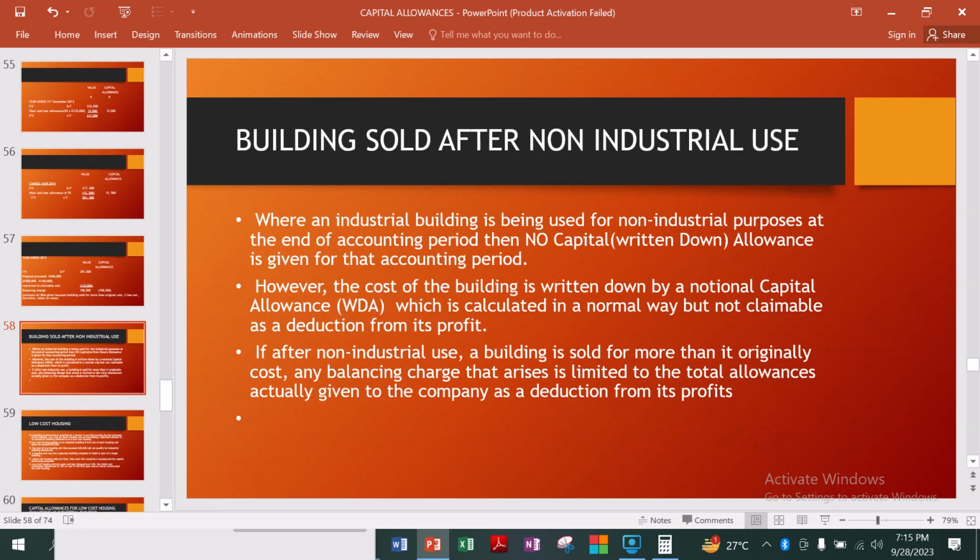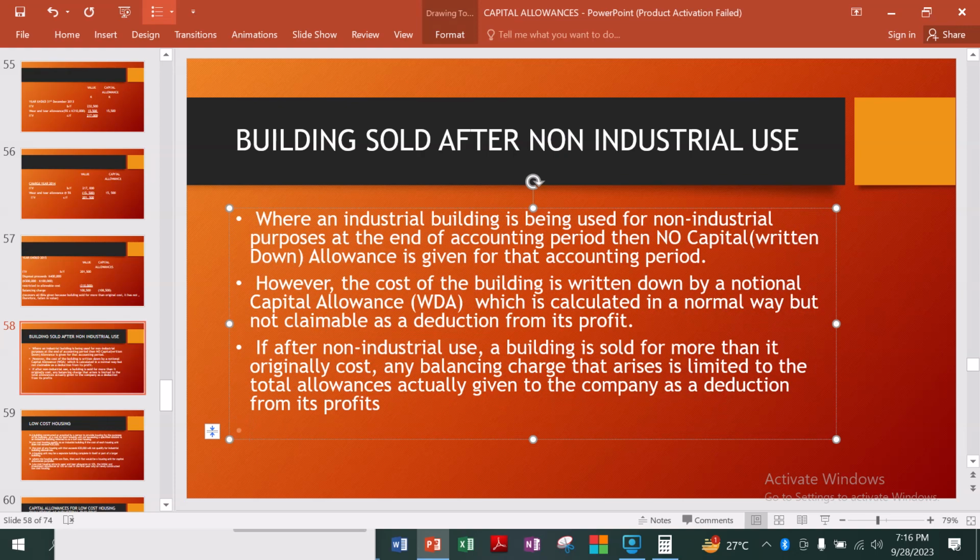Okay, so now there's also the other part which I need to emphasize. This relates to building sold after non-industrial use. Okay, clear. Great. Building sold after non-industrial use.